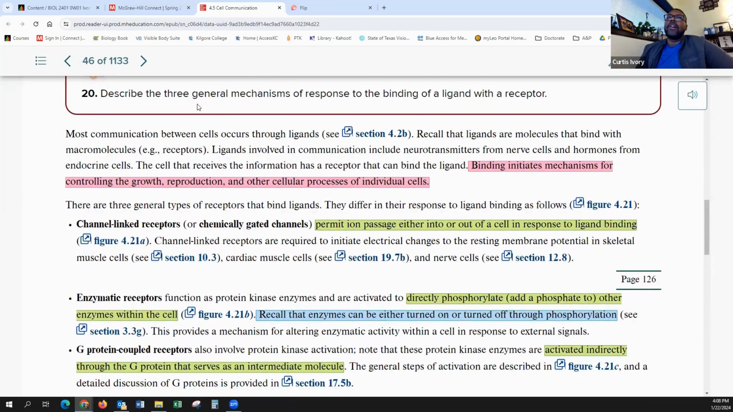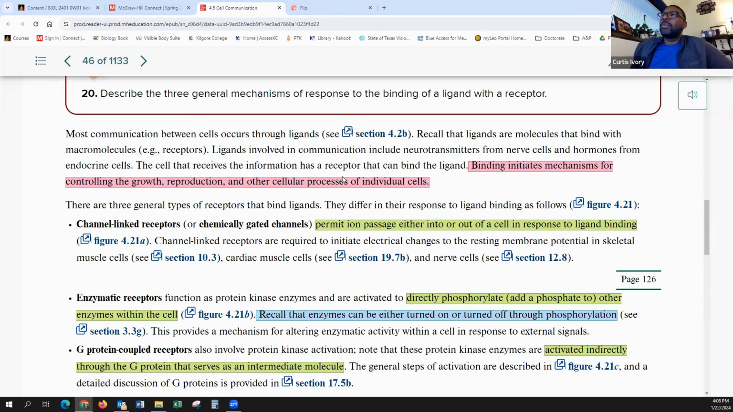So we have what's called channel-linked receptors, which permit ion passage either into or out of the cell. To break that down into simpler terms, essentially we have ions like potassium, calcium, and chlorine, and something is going to bind to that cell, which acts like a key to a gate, which is going to open it up and allow ions to flow through it. That is a channel-linked receptor.